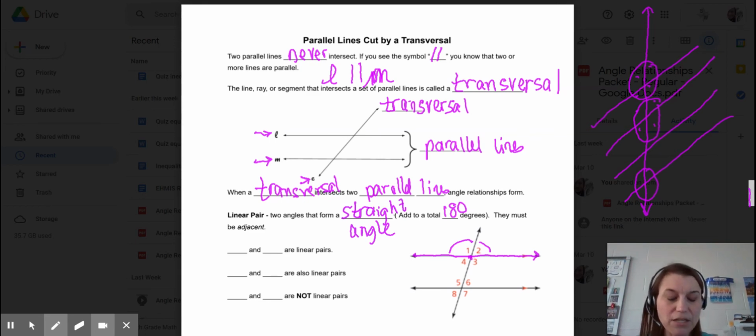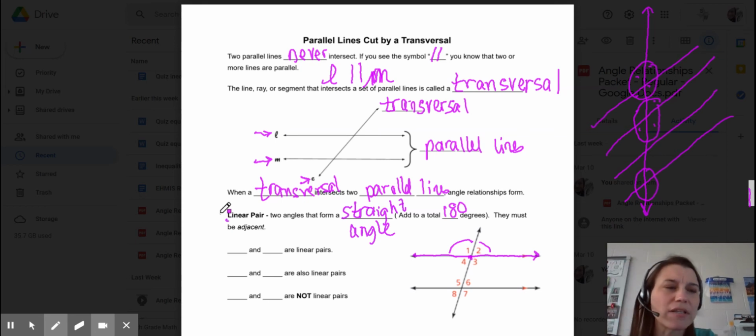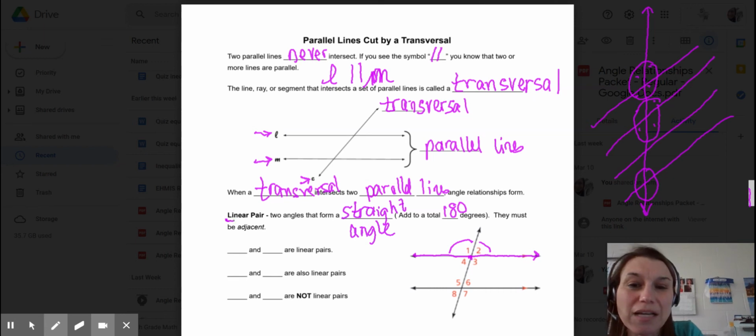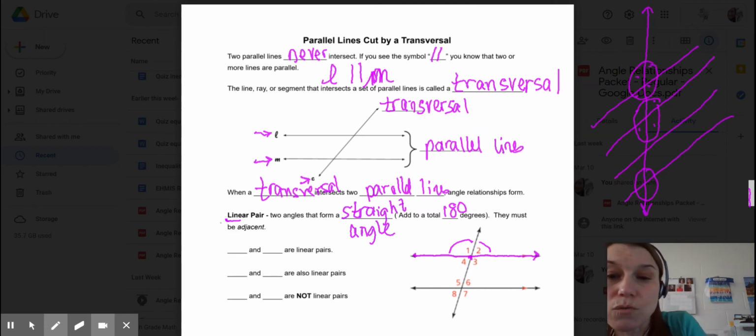they must be adjacent. So a linear pair, let's take apart this word. Linear means line. Pause this for a second and say the word linear like 3 times. Okay. So linear starts with the word line. So it means it's a line. And then pair means two. So it's two angles that make a line. It's a linear pair. That means they add up to 180 degrees. So angle 1 and angle 2 are a linear pair.